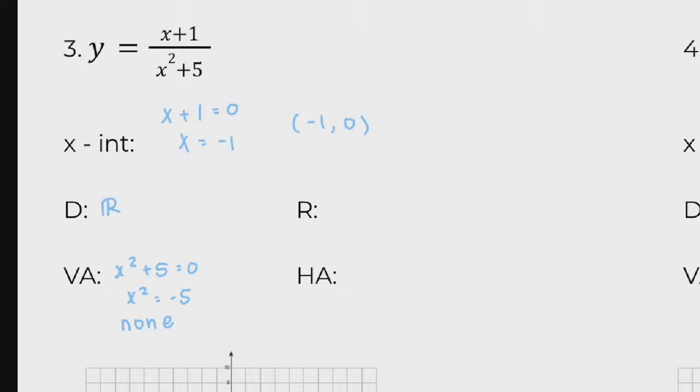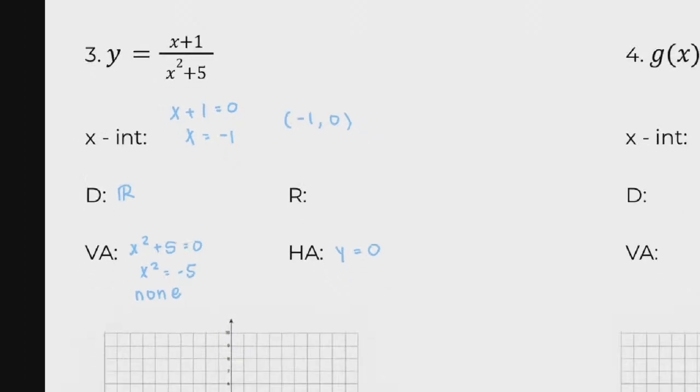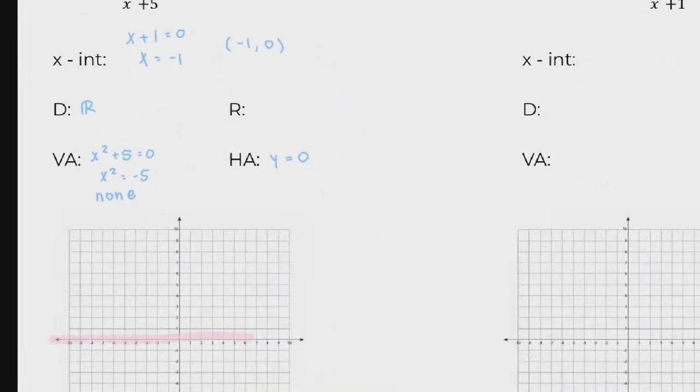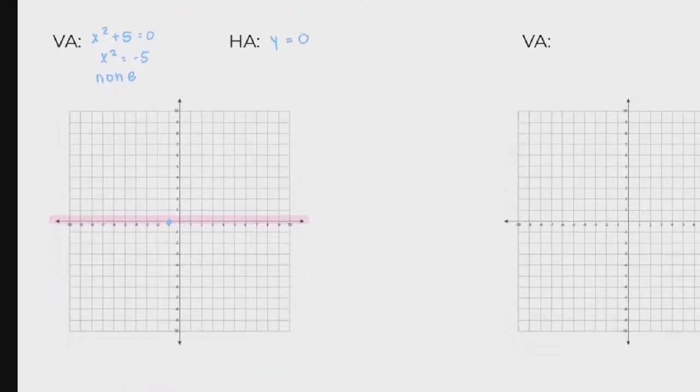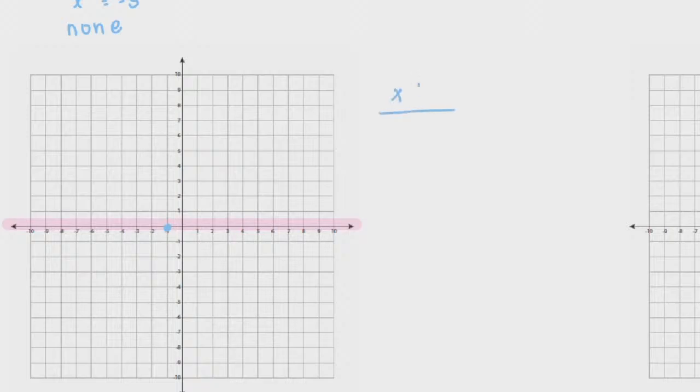Then for the horizontal asymptote, we're looking at the degree of the polynomials. In the numerator, the degree is 1, and the denominator has a degree of 2. So this is the first case where the horizontal asymptote is at y equals 0. So we have a horizontal asymptote here, and we have a point negative 1, 0 here. Okay, so I'm going to plug in points. I'm going to choose 0, 1, negative 2. I'll get 1/5, 1/3, and negative 1/9.